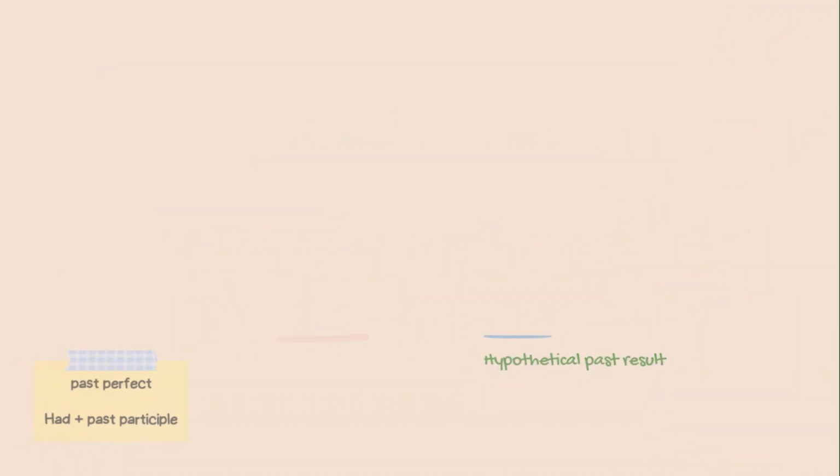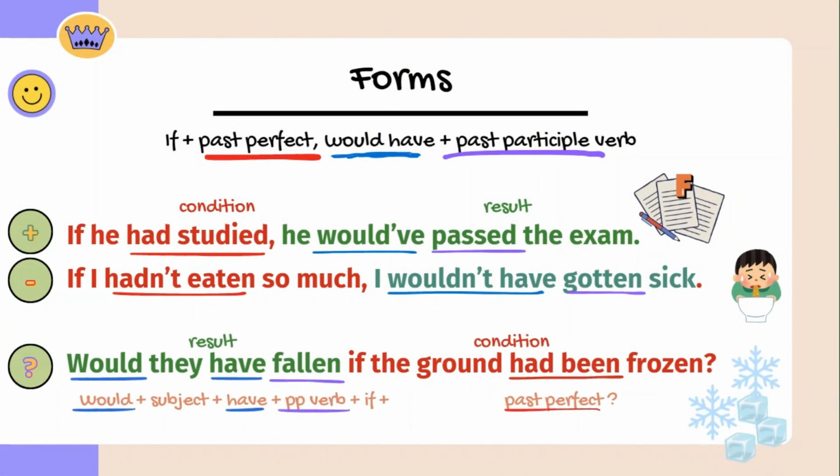Next, we have the forms affirmative, negative, and interrogative. First, we have the affirmative. If he had studied, he would have passed the exam. Everything here is color-coded. So, in the condition or if clause, we have the past perfect had studied. And in the result, we have the would have plus the verb in past participle.